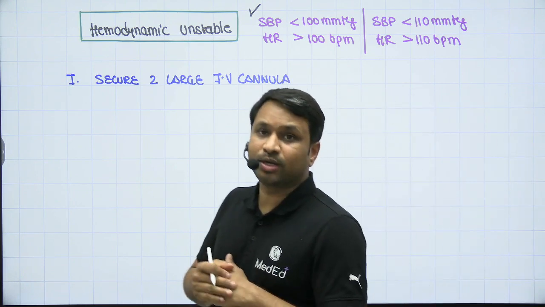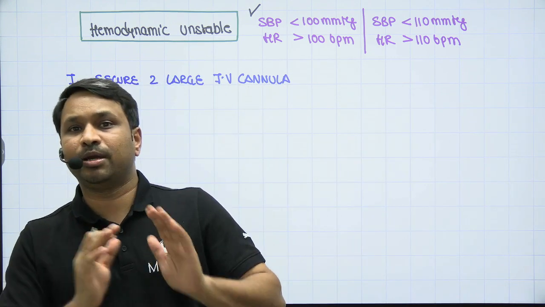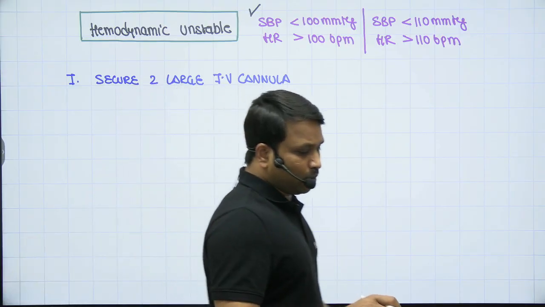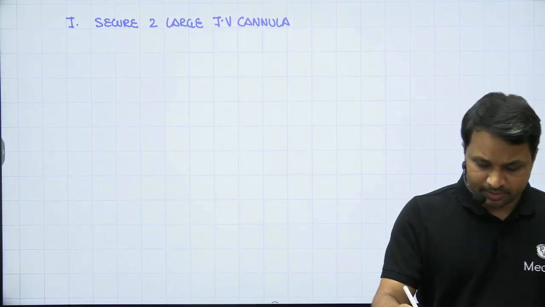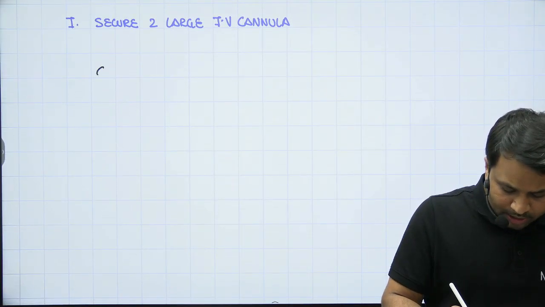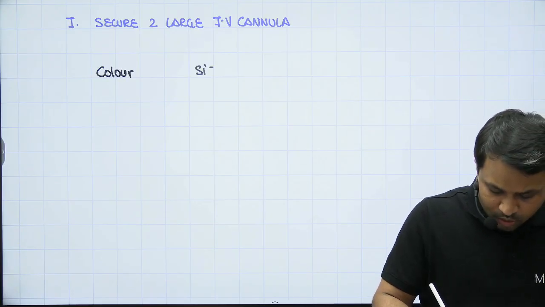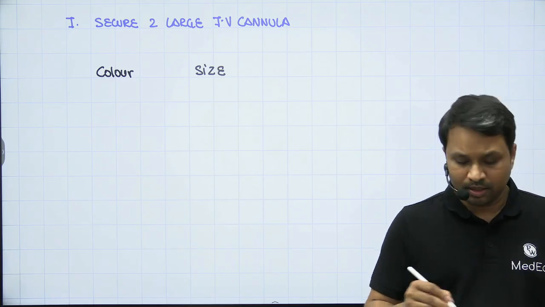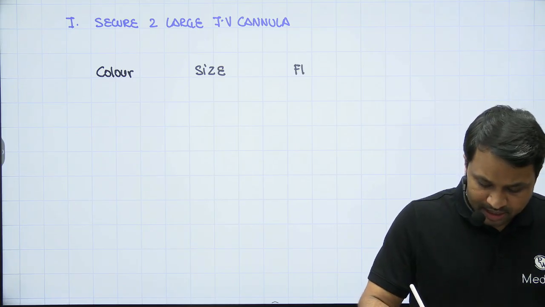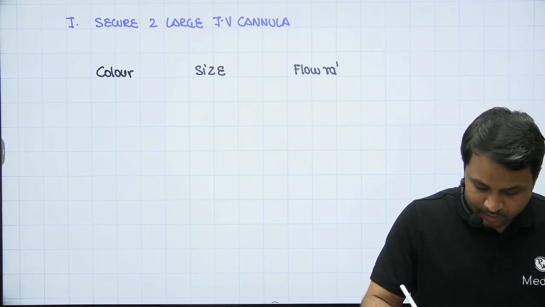Now, when you secure the IV cannula, you will be able to resuscitate the patient. When you say two large IV cannulas, there's something that we should know. We should know the color code of the IV cannula. Based on the color code, we have the size of the IV cannula. Based upon the size, we have the flow rate per minute.